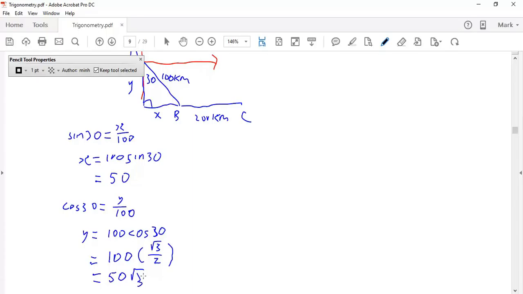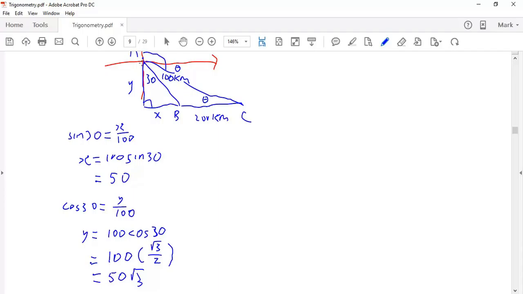Now for the second part of the question, we want you to find the true bearing of C from the point A. First we're just going to join that up here. It wants us to find that angle there. To help us, if we find this angle here, it'll equal this angle there. And then to find the bearing, it would just be 90 plus theta.